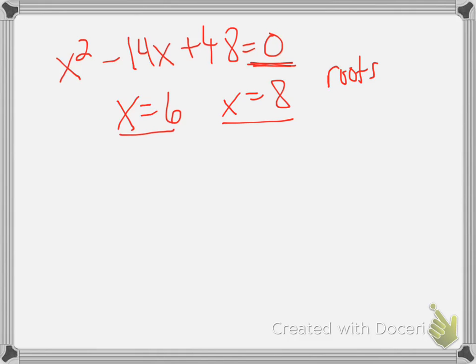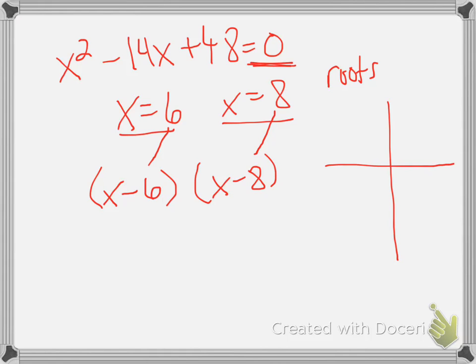Okay, so all you do is you take the root and you say, well, if I subtract that, that's a factor, and if I subtract that, that's a factor. And what this means is when we graph this parabola, x will actually hit at 6 and 8. This parabola will actually hit there. That means that's where those solutions are.